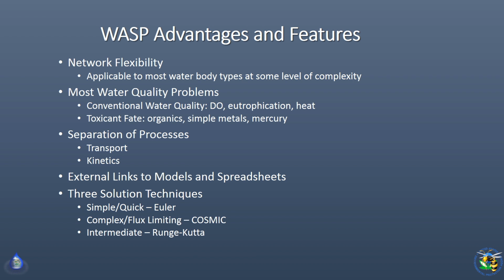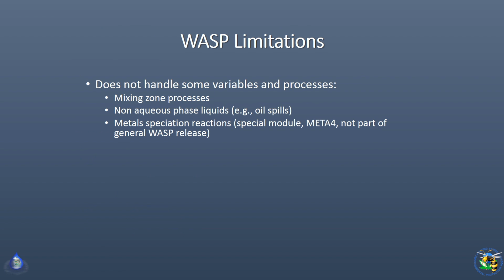The model also has 3 different solution techniques available to the user. The most widely used one is the Euler solution technique. When using hydrodynamic linkages, you have the COSMIC, which is a flux limiting one, which kind of controls numerical dispersion. And then you have an intermediate predictor corrector Runge-Kutta solution technique. So those are some of the different advantages. There's a lot in this framework that allows you to do your water body.